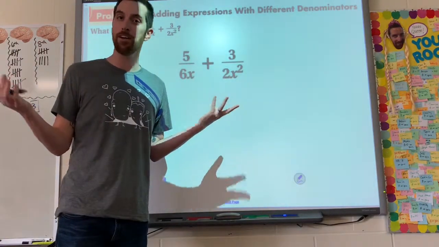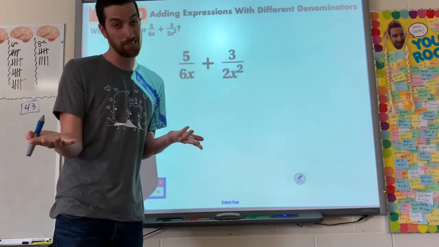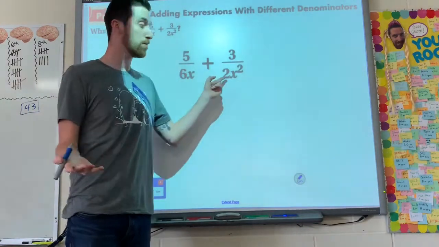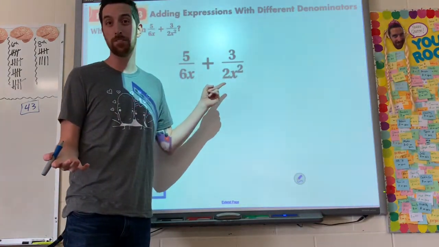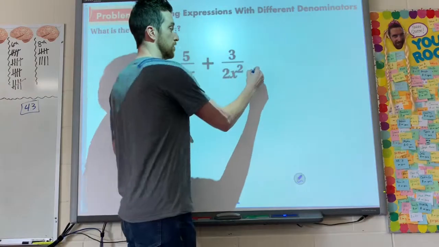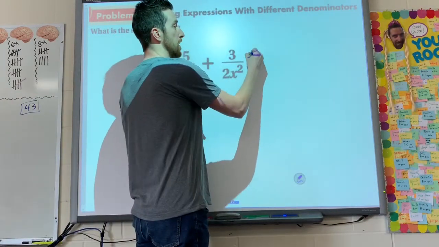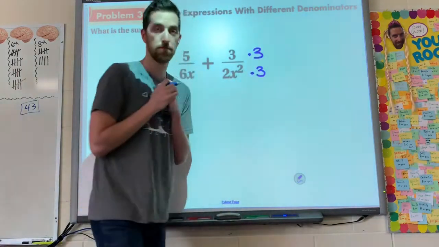I heard you say that. But they can also just go into 6, right? So what do you have to multiply 2 by to get to 6? 3. So we're gonna have to hit this with a 3 and that with a 3.